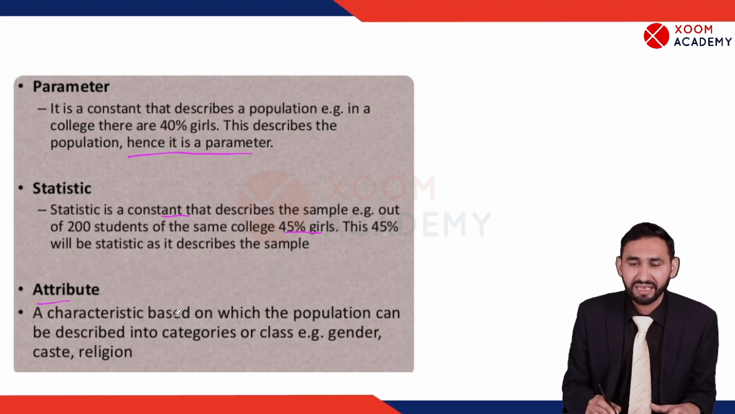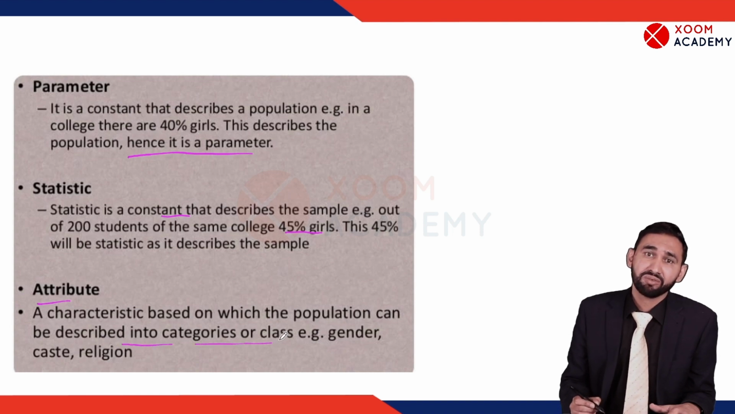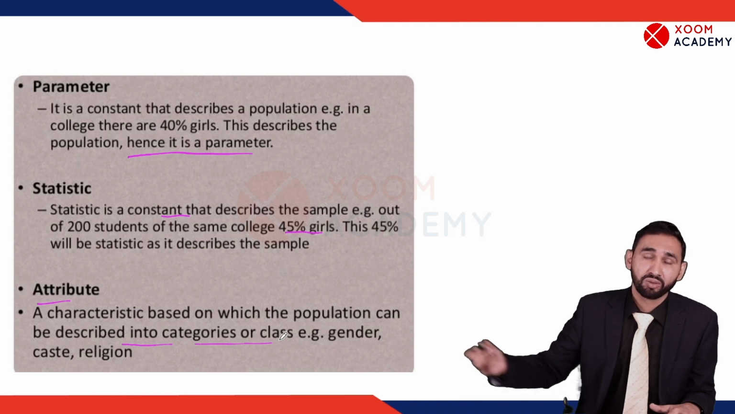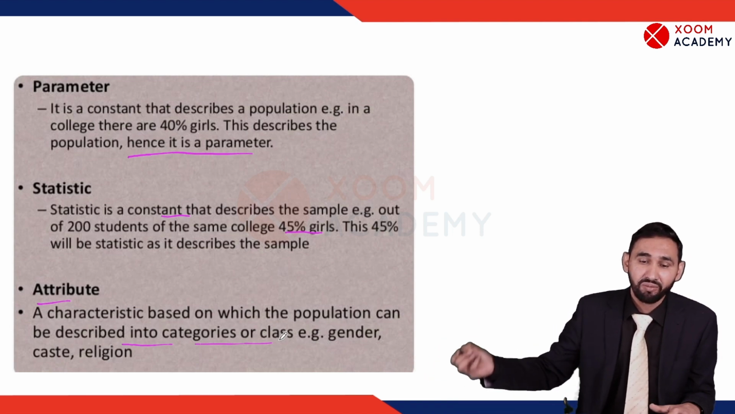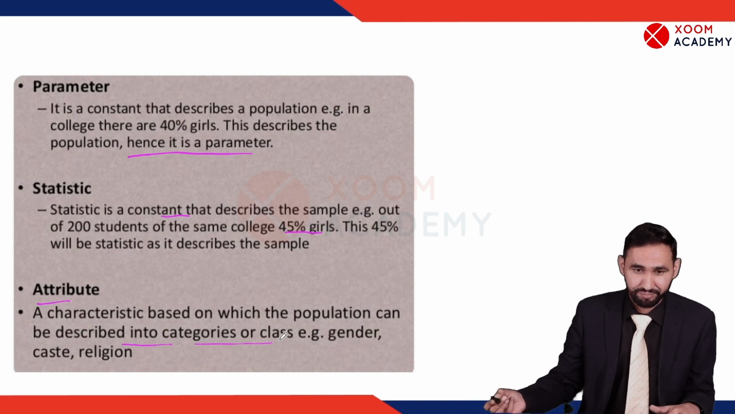Attribute. A characteristic based on the population that can be described into categories or classes. Like we use certain categories: gender, socioeconomic status, religion, caste system. They exist in our society. We use them to describe.